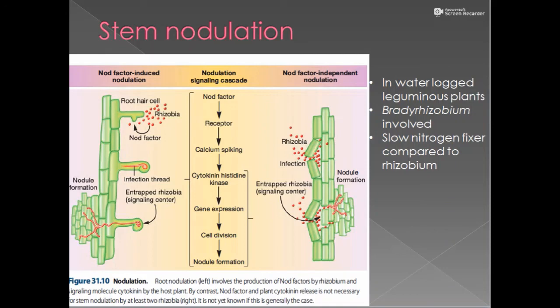So when we talk about nitrogen fixation in plants, especially in leguminous plants, you have Rhizobium. Rhizobium, specifically with the help of nitrogenase, will cause nitrogen fixation in the root nodules, and another member, Bradyrhizobium, can cause stem nodulation, especially in waterlogged leguminous plants. I hope this is clear to you. Now, with this we come to an end of Rhizobium-mediated nitrogen fixation. Thank you for now.